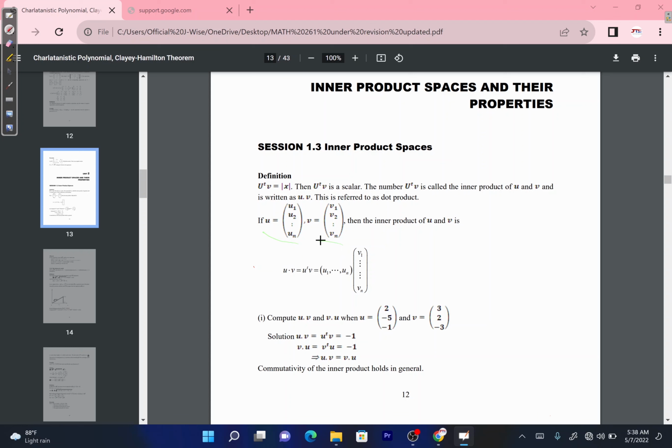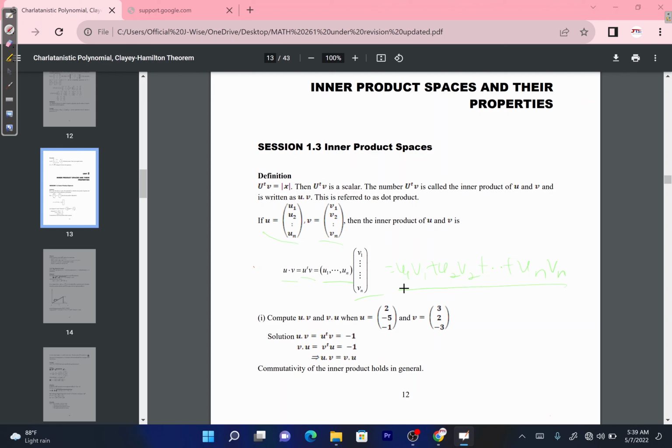Then the inner product of these two vectors is given by u dot v, which is the same as u transpose v. That's u transpose, that's v, and this is given by u1 v1 plus u2 v2 up to un vn.